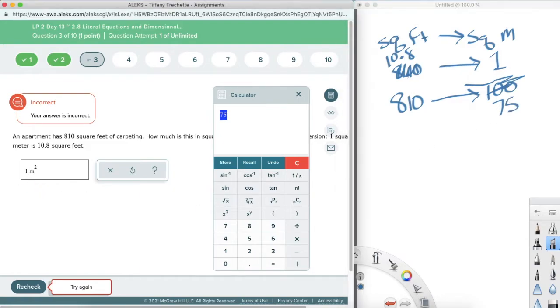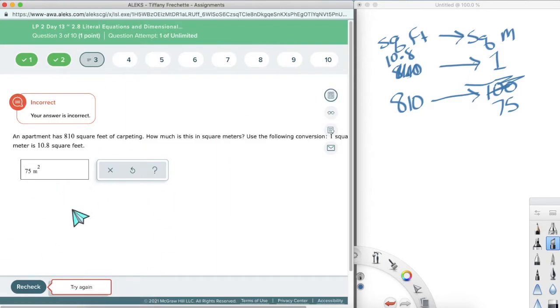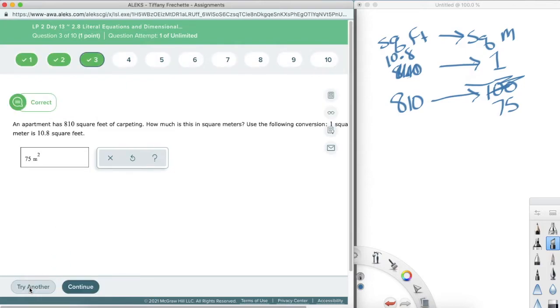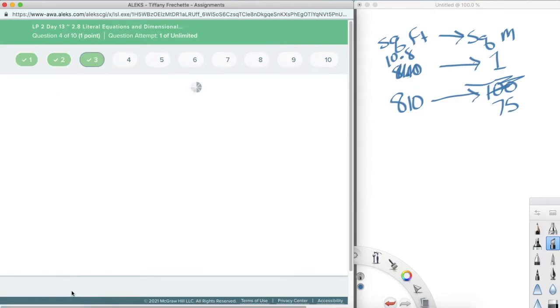So at least the nice thing here is that ALEKS does give you a chance to try again. It doesn't just automatically say you're wrong and you don't get to try that one again. You get to recheck it and say, okay, yay, you're right this time. It was just an oops. So it gives you a chance to go back and look at your work and say, uh-oh, where did I go wrong? All right, next one here.